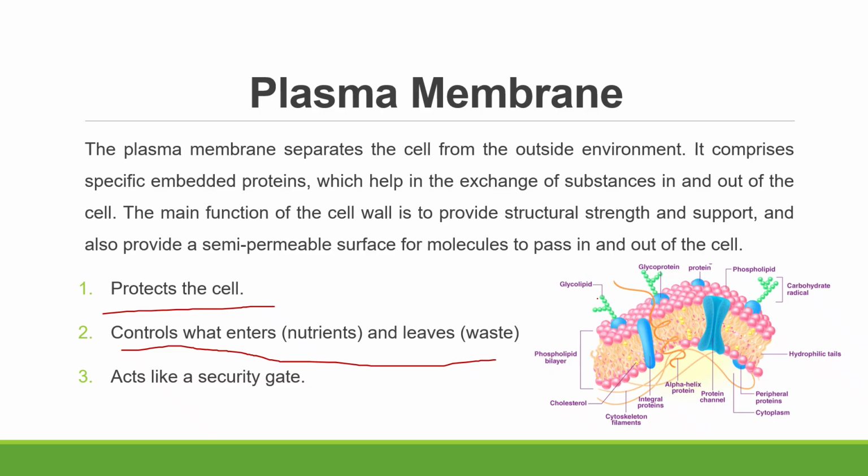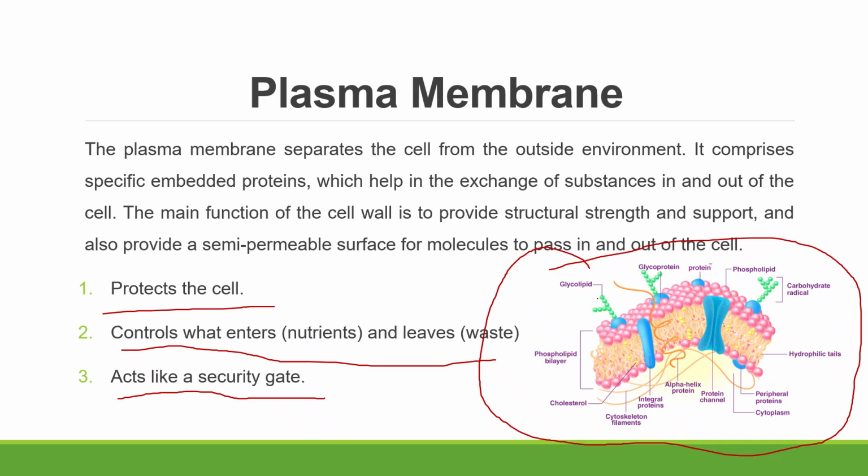Endocytosis means when the nutrients enter into the cell, and when the waste leaves the cell, you can call it exocytosis. And the plasma membrane acts like a security gate, and here you can see the entire structure of the plasma membrane or the cell membrane.